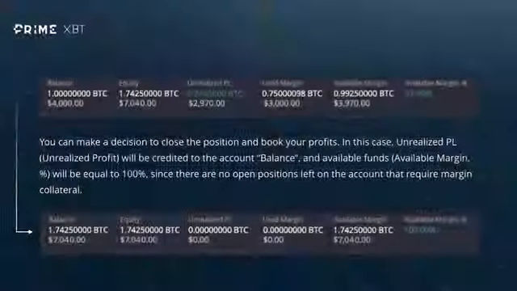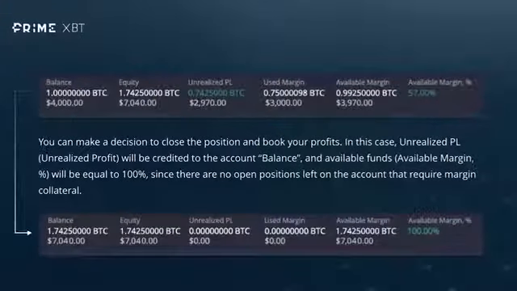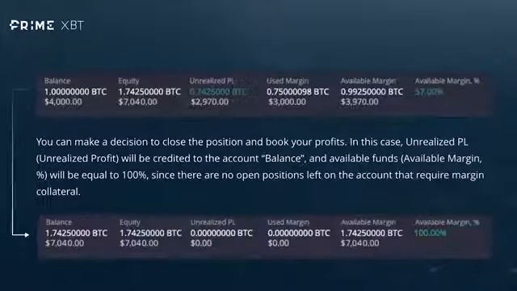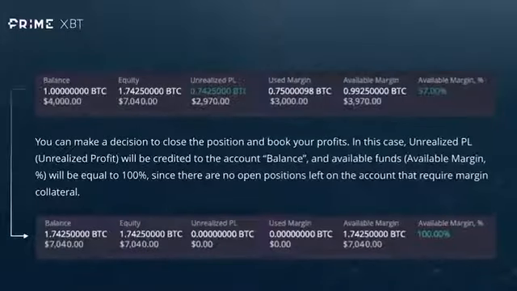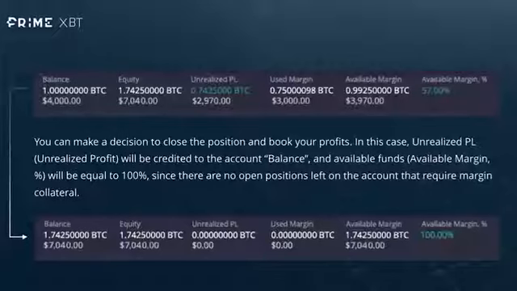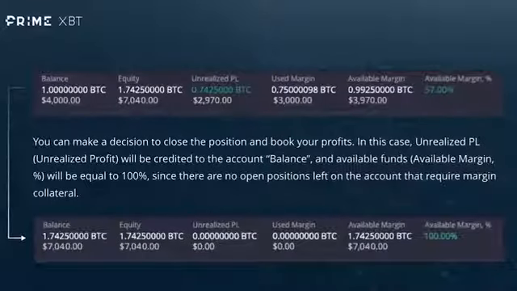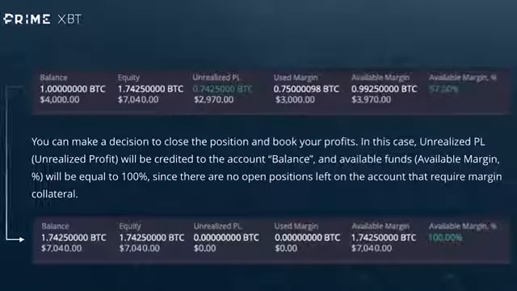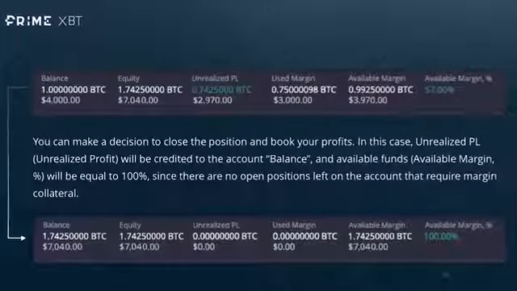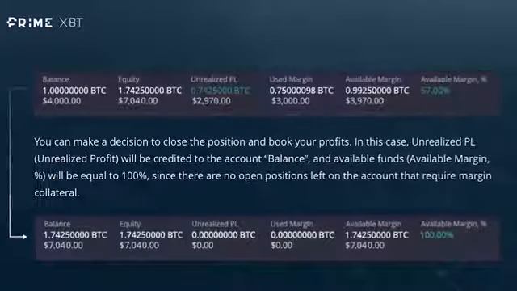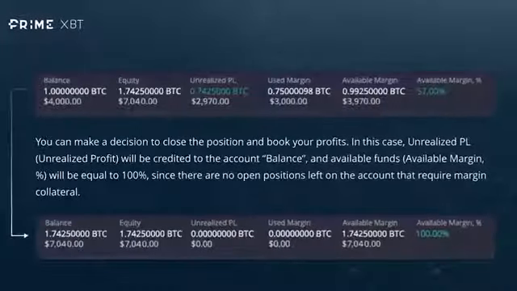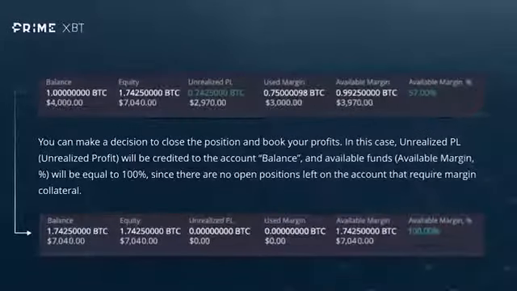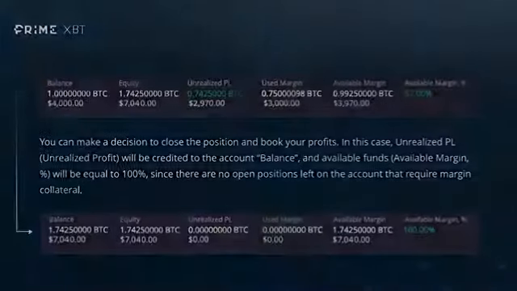Now, you can make a decision to close the position and book your profits. In this case, unrealized profit will be credited to the account balance, and available funds, the available margin percent, will be equal to 100%, since there are no open positions left on the account that require margin collateral. In the opposite scenario, if the price of Bitcoin falls, available funds will decrease, and as soon as the available margin becomes zero, all positions will be automatically liquidated. The loss will be reflected on the balance of the trading account.